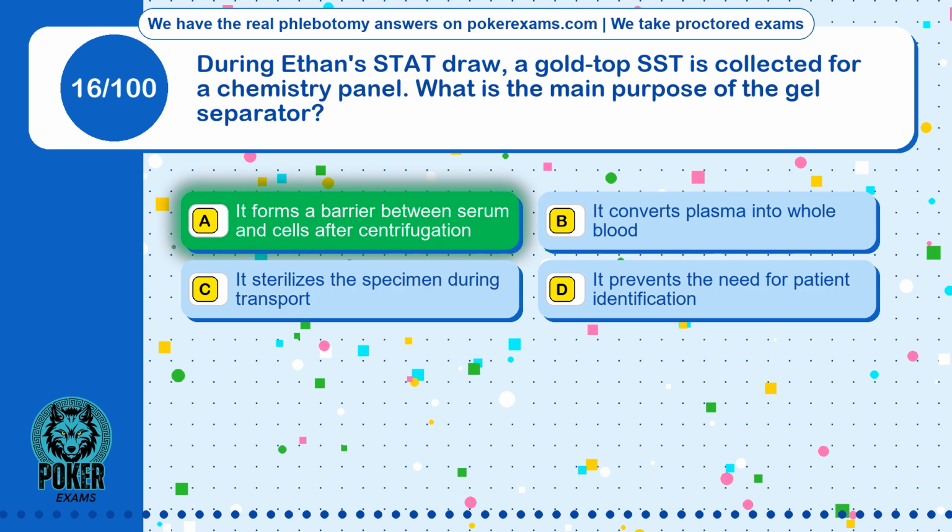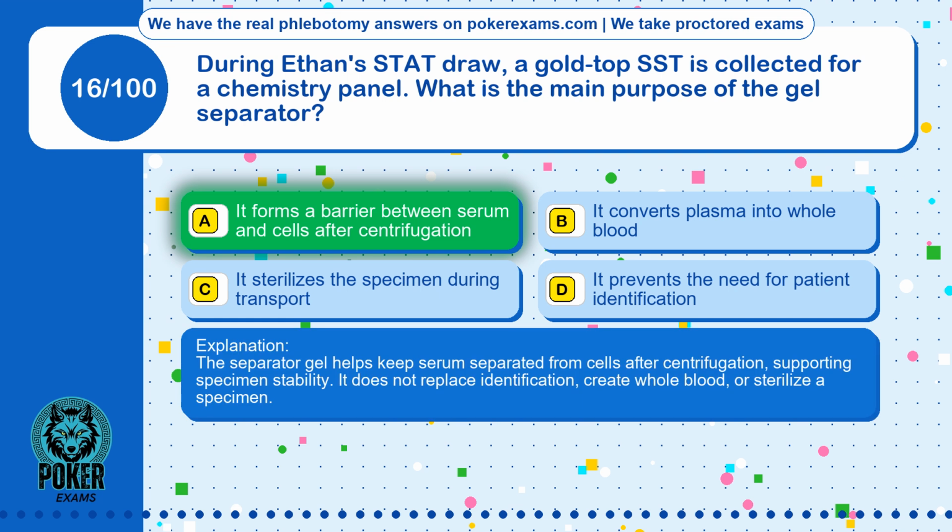The correct answer is option A. It forms a barrier between serum and cells after centrifugation. The separator gel helps keep serum separated from cells after centrifugation, supporting specimen stability. It does not replace identification, create whole blood, or sterilize a specimen.